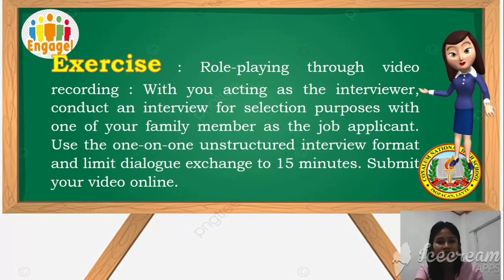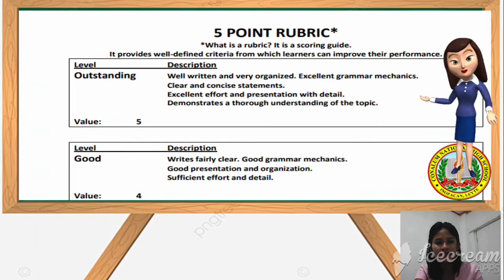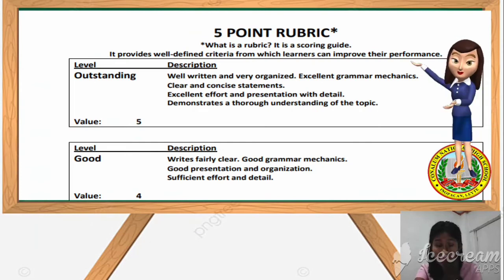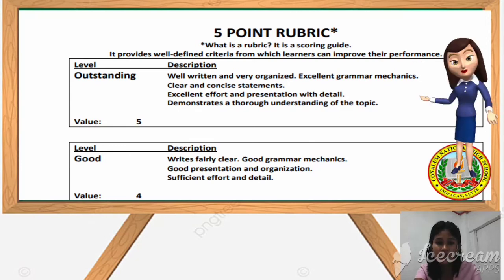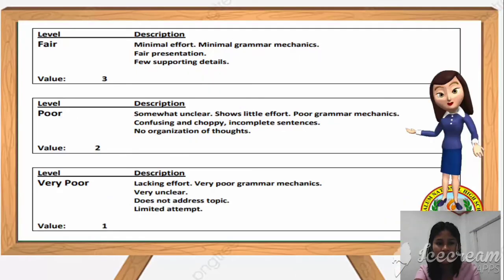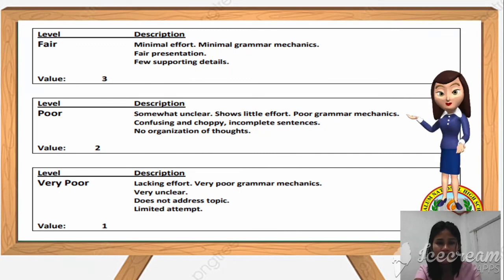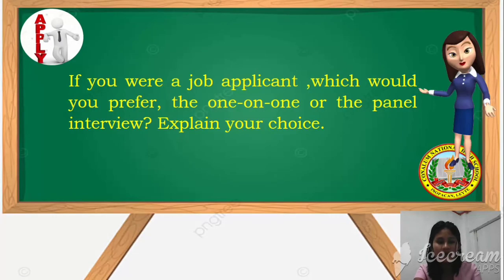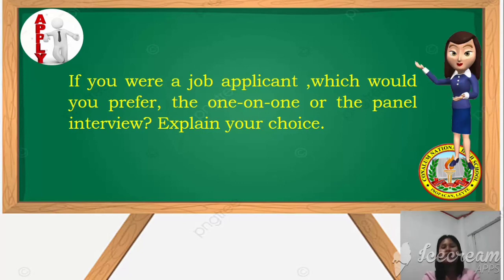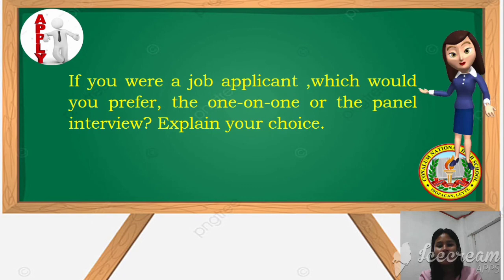For the next activity, I have another rubric for you. The next activity is an essay type. So I have here a 5-point rubric. So that is your rubric. Okay. The level or the points and the description. Okay, for apply. If you were a job applicant, which would you prefer? The one-on-one or the panel interview? Explain your choice.